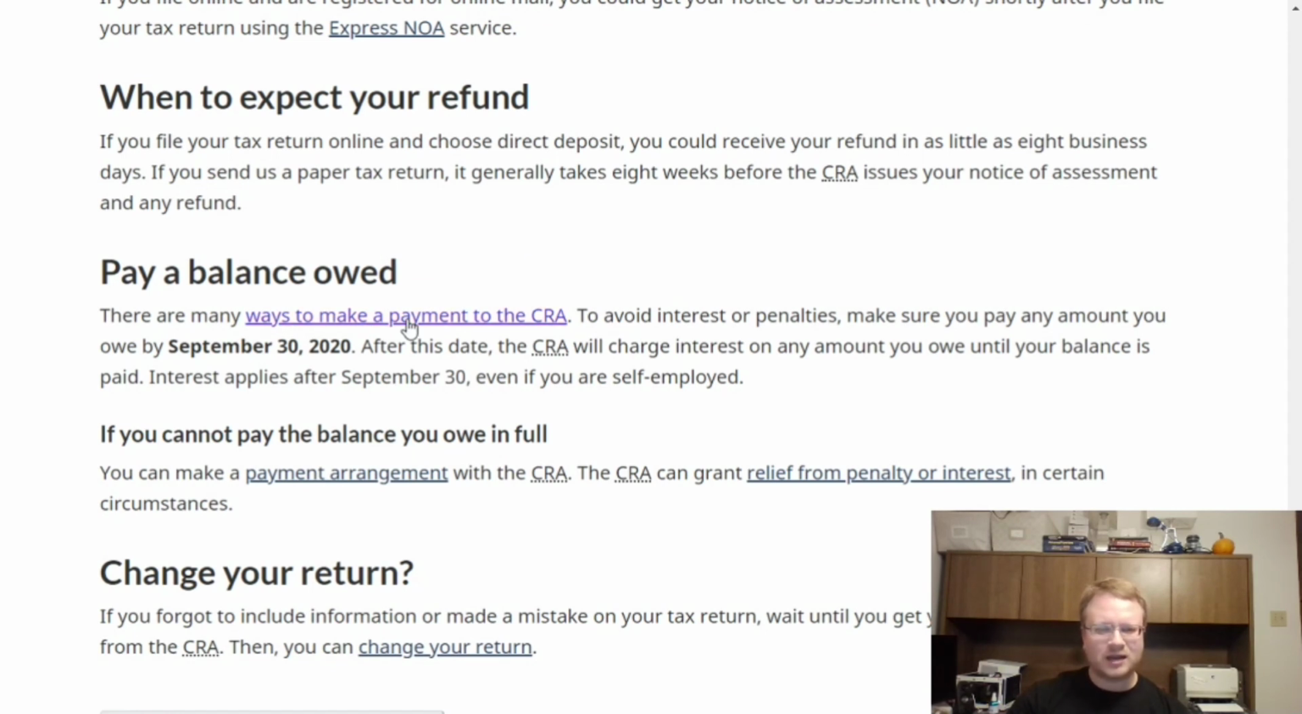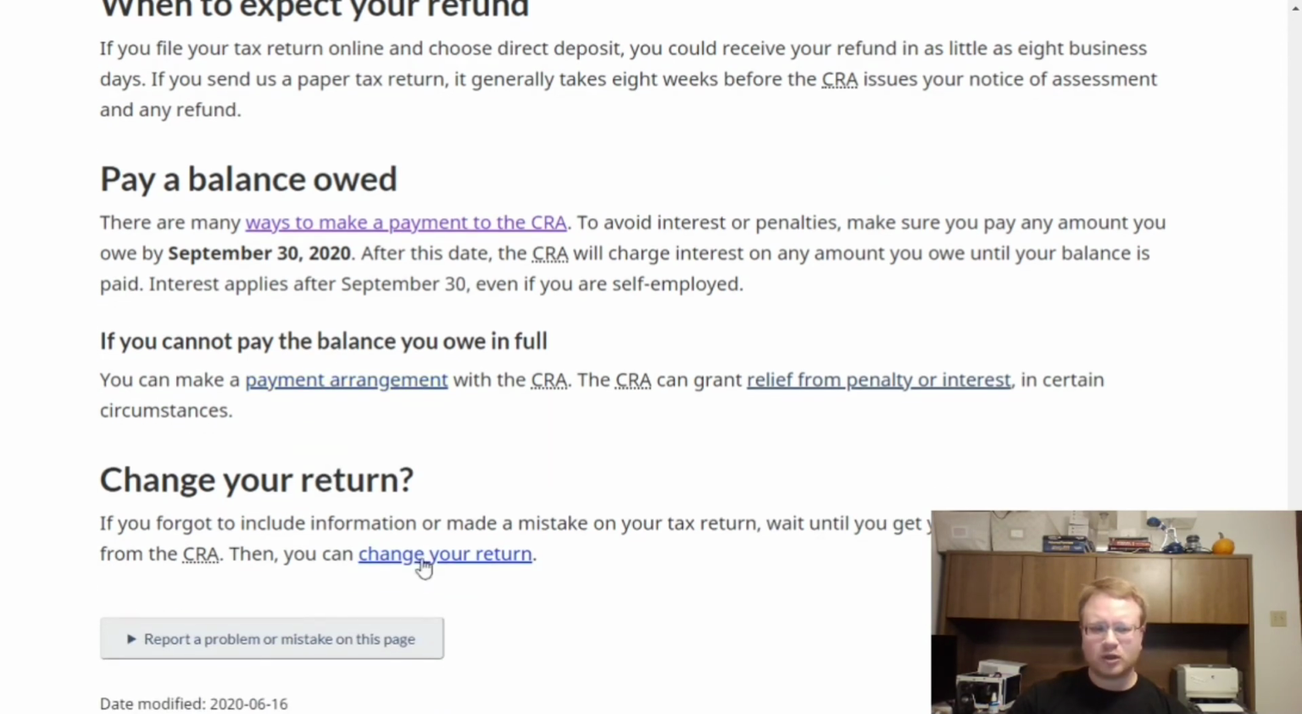If you owe money, there are many ways to make payments to the CRA. We can take a look at that in a moment, actually. And if you cannot pay the full amount that you owe, you can make a payment arrangement. You could also make a change to your return if you need to.